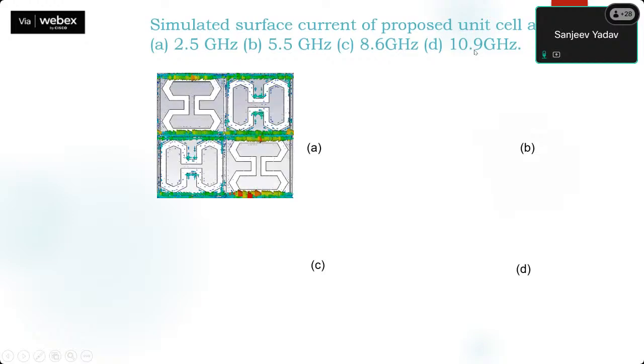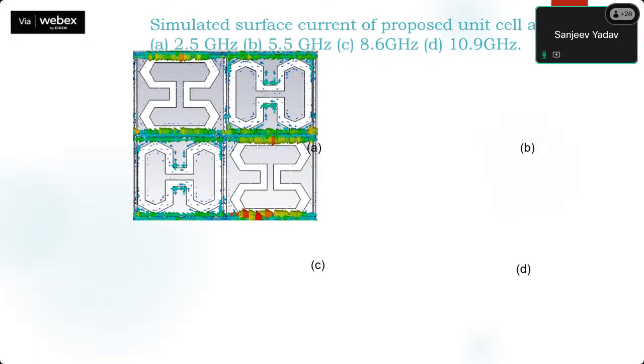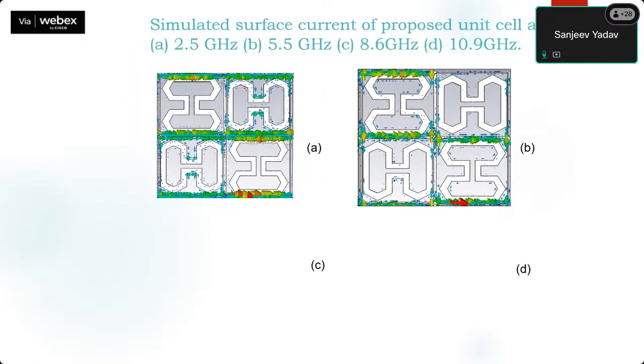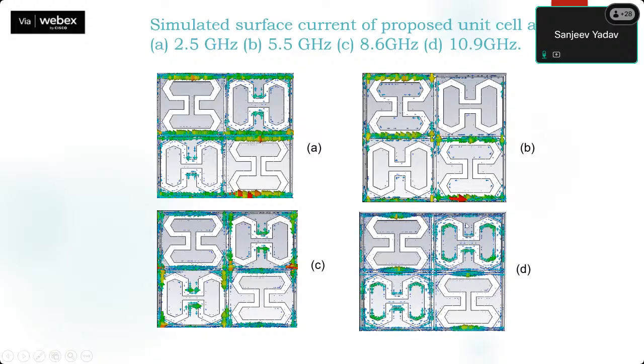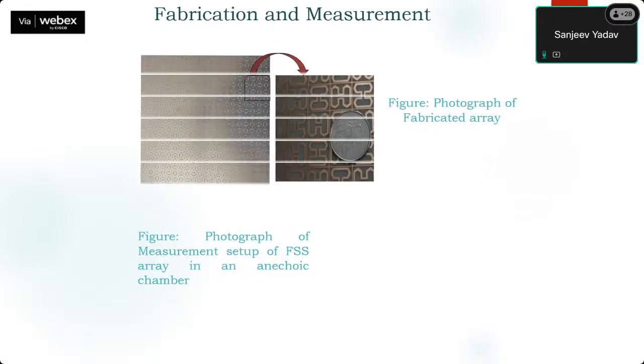Also, we have seen the simulated surface current for the proposed design. From where we are getting these frequencies: 2.5 gigahertz we are getting from the outer surface, 5.5 we are getting from these diagonal elements, 8.6 we are getting from the outer, as well as the 10.9 from the combination of all the elements.